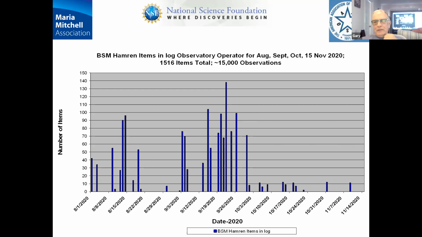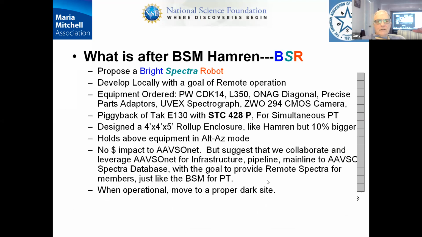That being said, the Max Dome board failed to connect today about 11 o'clock after it worked this morning. So we have one more little bug to work out. Anyway, Hamrin is going to get packed up and shipped off to Hawaii shortly. And what happens after that? I have an idea that what would support Bright Star Monitor would be something called Bright Spectral Robot.